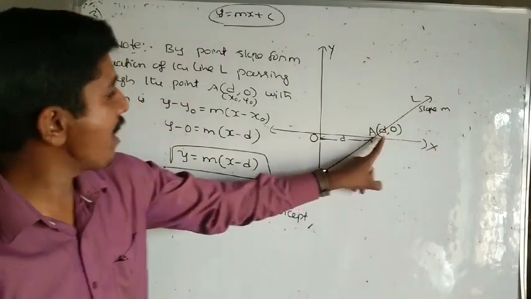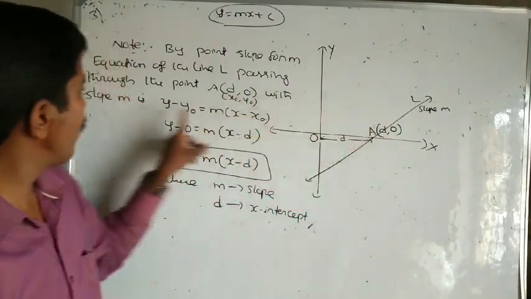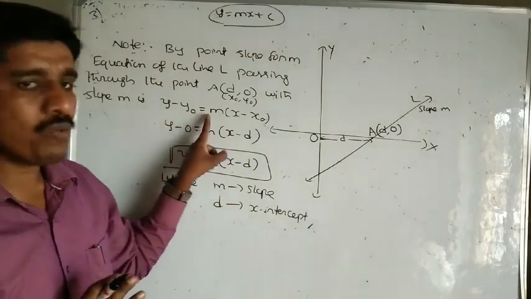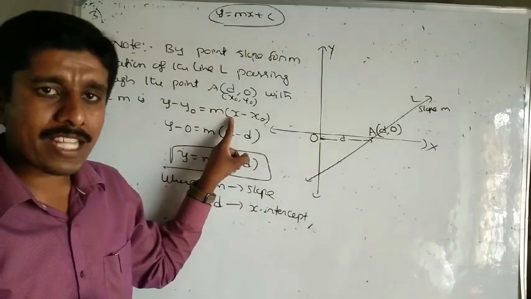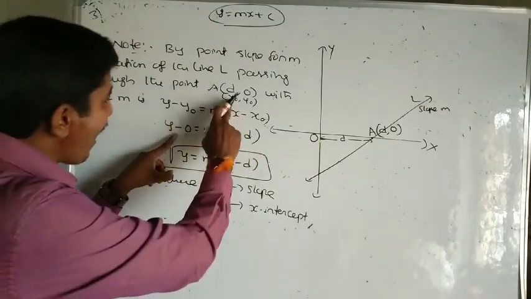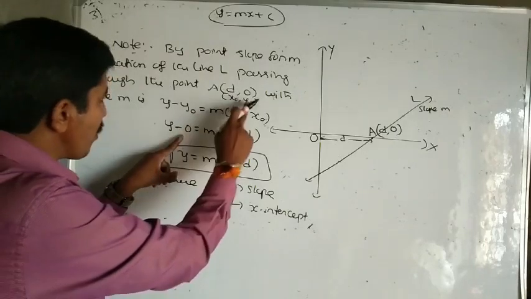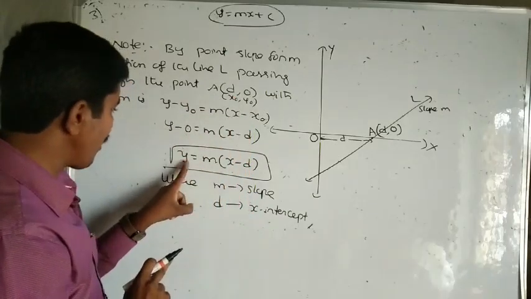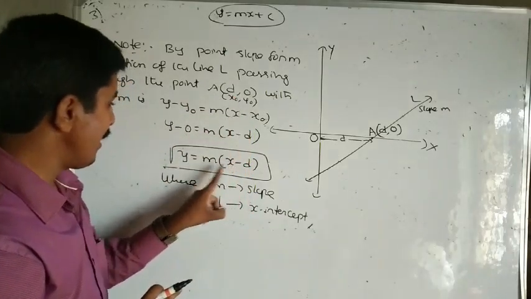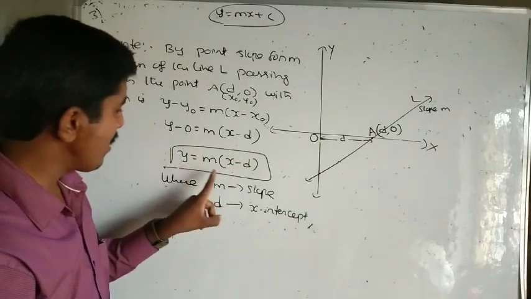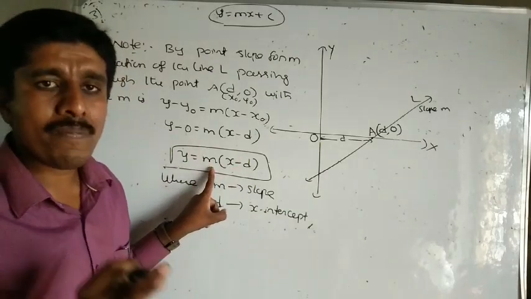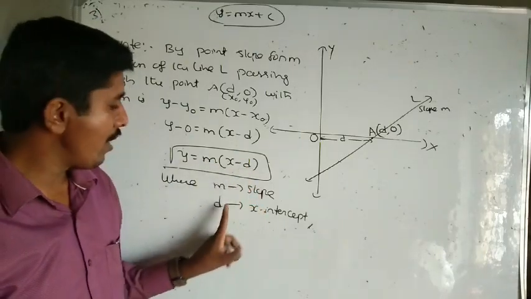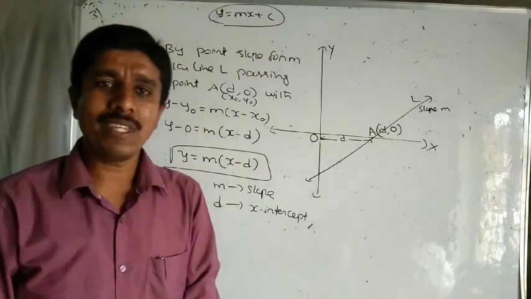This line passing through the point d comma 0 with slope m is given by the point slope form: y minus y naught equals m into x minus x naught. Here x naught equals d, y naught equals 0. So y minus 0 equals m into x minus d, that is y equals m into x minus d. This is the equation of the line in slope intercept form. Here m is called the slope of the line, and d is called the x intercept of the line.